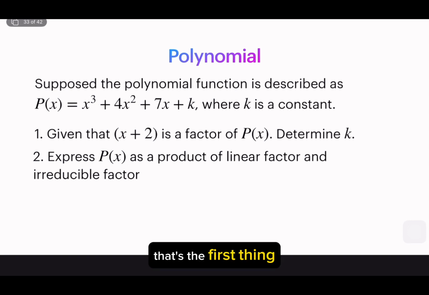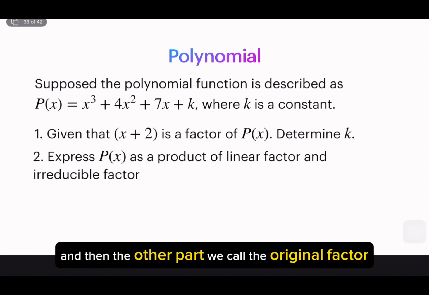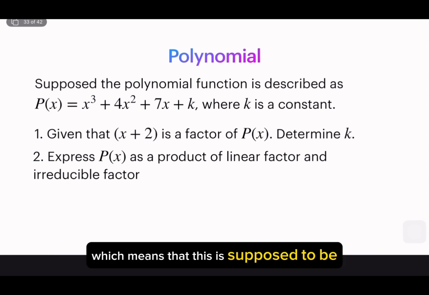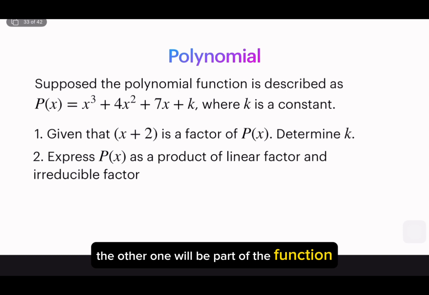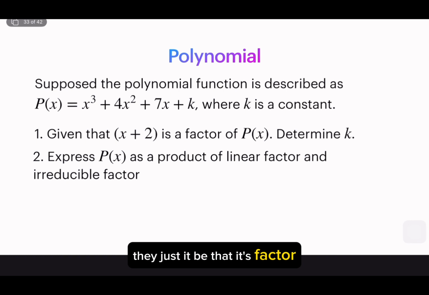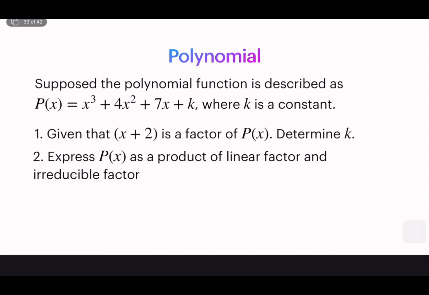That's the first thing. Then the second question is to write the linear factor, which is x plus 2, and the other part we call the irreducible factor. If this is cubic and we have a linear factor, the other one will be a quadratic function. Irreducible means that we cannot factorize, so you factor until you cannot factor anymore. So I think you just write the factors.